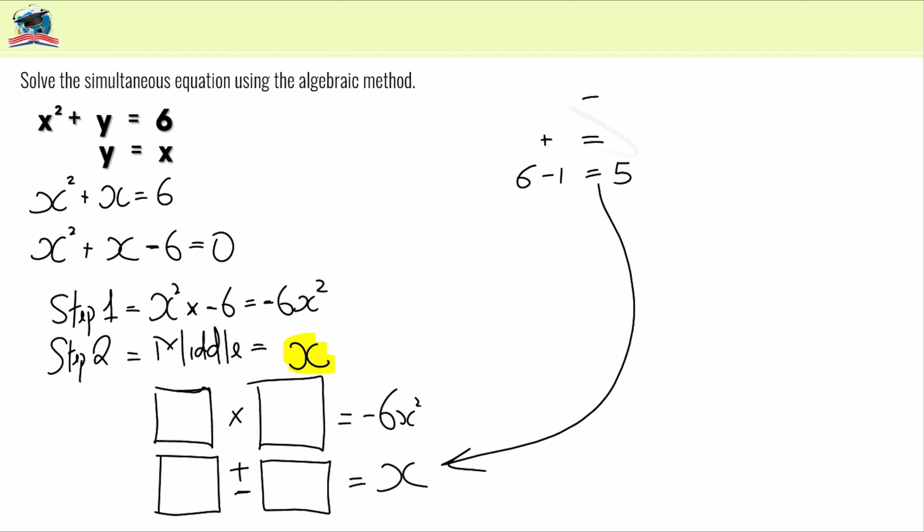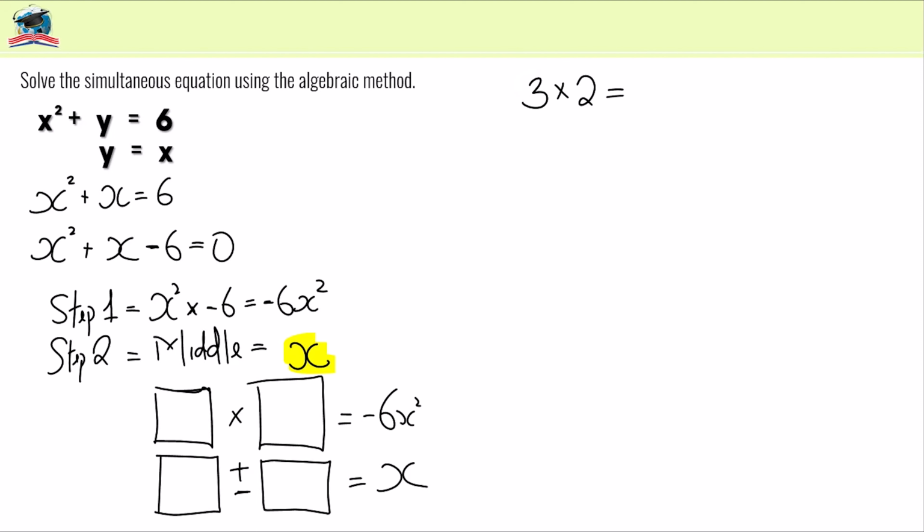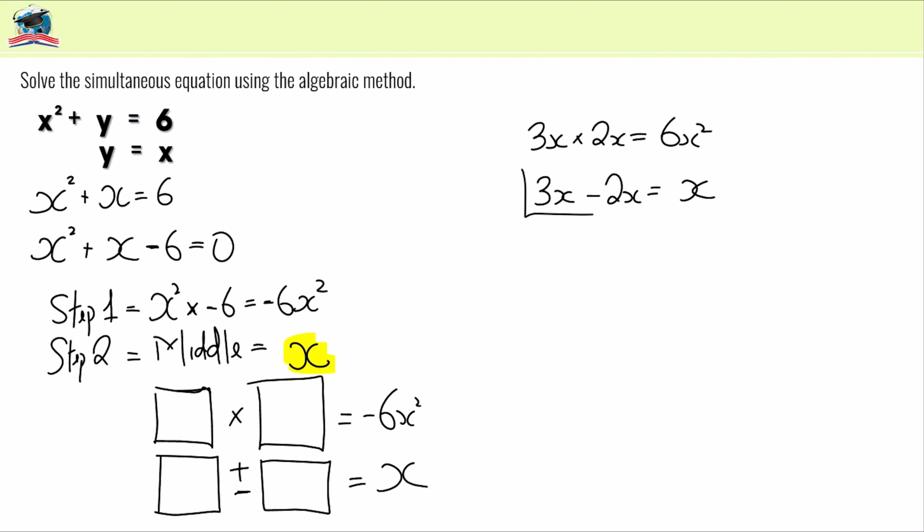So let's go for 2 times 3. Okay, good. Start on the bigger one. 3 times 2. We have 3 times 2 is 6. Good. So that should be 3x times 2x will give us what? 6x squared. Good. And then we've come here, 3x minus 2x will give us x. Good. So this one is very good.